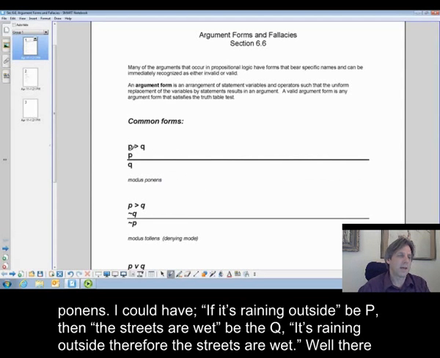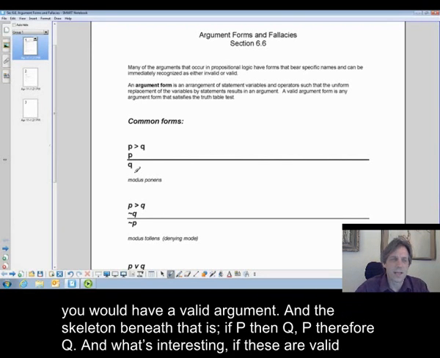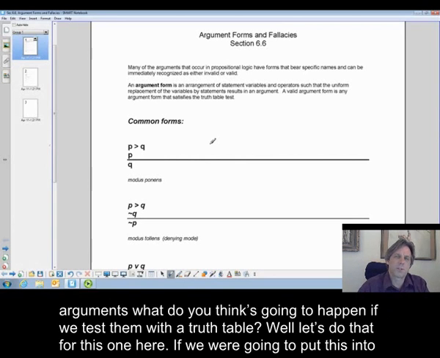Okay. I could have if it's raining outside could be P, then the streets are wet could be the Q. It's raining outside, therefore the streets are wet. Well, there you would have a valid argument. Okay. And the skeleton beneath that is if P then Q, P therefore Q. And what's interesting, if these are valid arguments, what do you think is going to happen if we test them with a truth table? Well, let's do that for this one here.